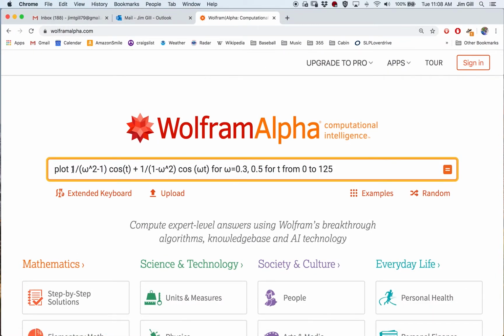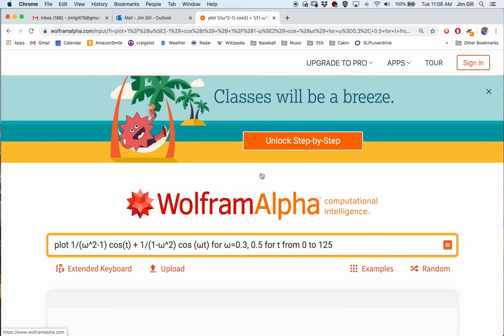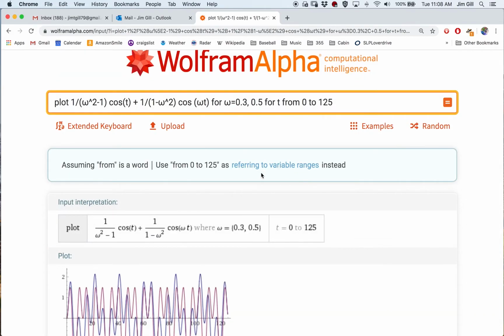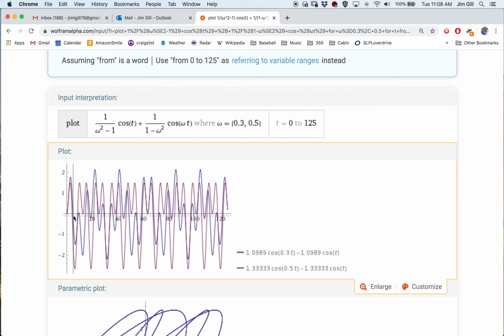Here we have a command into Wolfram Alpha. I'm going to plot, this is our y, and I'm going to plot it for these two values of omega, 0.3 and 0.5. Let's see what we get here. Okay, we get a whole lot of mess, right? The 0.3 one is this slightly taller one, and the 0.5 one is the shorter one. But of course, the 0.5 one goes to larger values down there. So we're getting this oscillation. We can see both of these are periodic, not necessarily the same period. Something strange is going on.